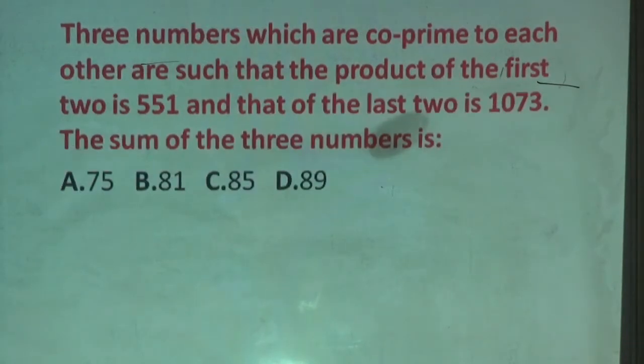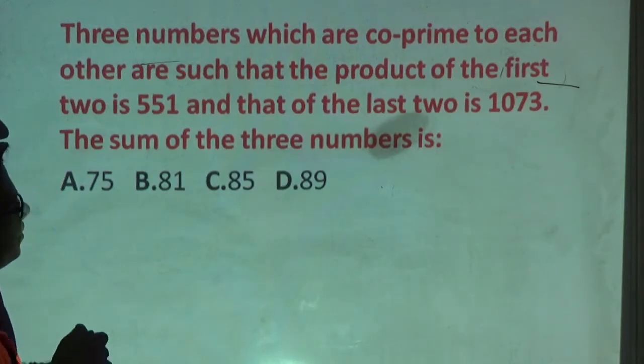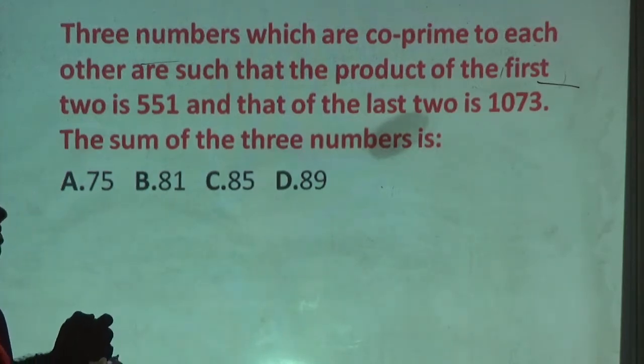Next problem. There are three numbers which are co-prime to each other such that the product of the first two is 551 and the last two is 1073. Then I need to find out the sum of the three numbers.